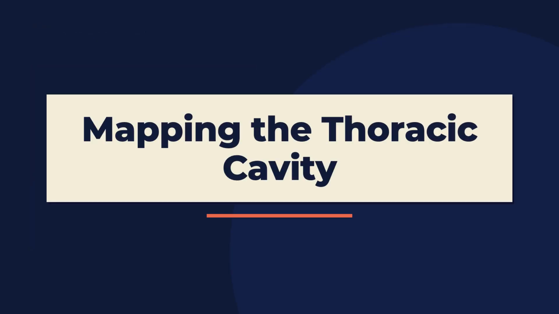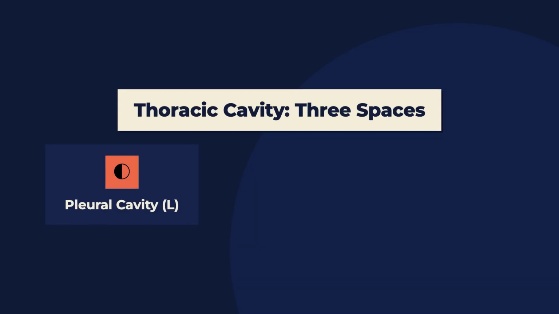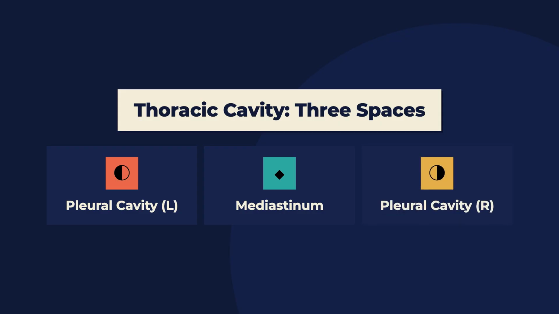Before a surgeon can operate, they need to know exactly which compartment an organ lives in. The chest is not one open space, it's a set of nested cavities, each with its own name and boundary. The diaphragm divides the ventral body cavity into thoracic above and abdominopelvic below. Within the thorax sit three spaces: two lateral pleural cavities, each enclosing one lung, and the mediastinum between them, the central compartment holding the heart, great vessels, trachea, esophagus, and thymus.